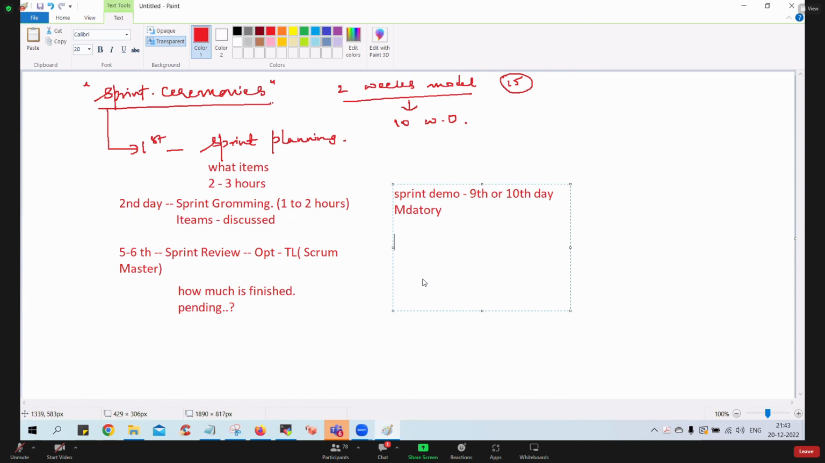So what happens here is the team has to present. Let's say you got a ticket to develop, to create a pipeline. Imagine you guys got a ticket to create a new pipeline. So on the demo date, you have to present how you created the pipeline.